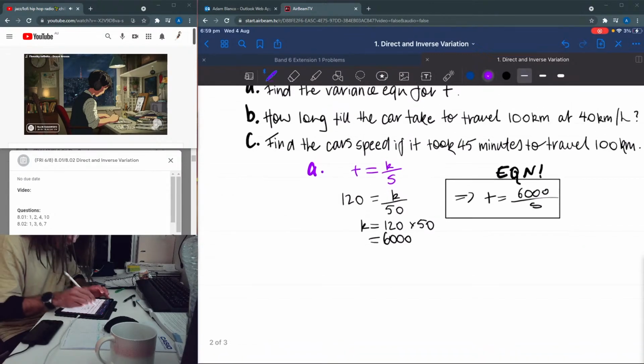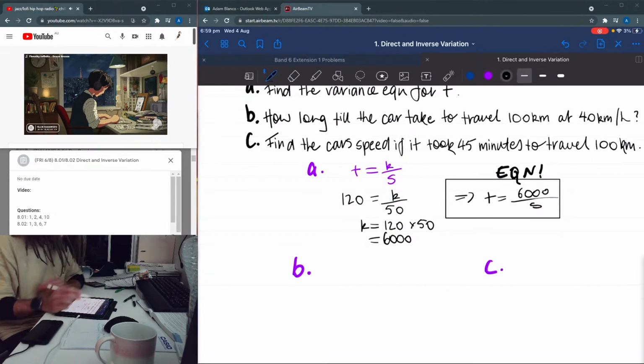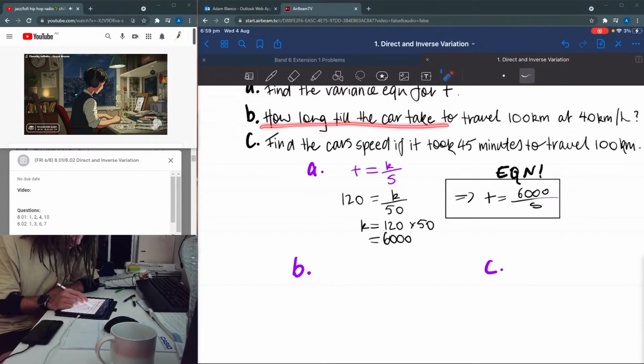Now for b, we start actually using the equation for b and c. So one will ask it one way, the other will ask it the other way. I guarantee it's always the same. So how long means time.